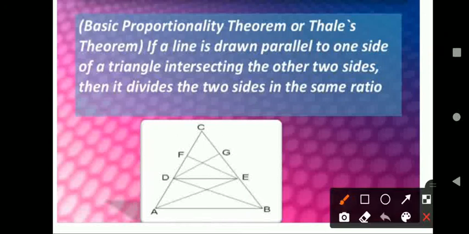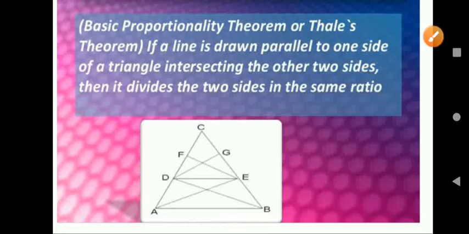Now here we consider triangle ABC, and this line DE is parallel to AB, and this DE intersects BC and AC at points D and E. Both are different points D and E. Then if DE is parallel to AB, then the ratio of the remaining two sides are equal. It is the meaning of this theorem, and it is the most important theorem.